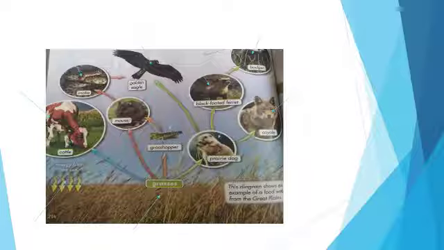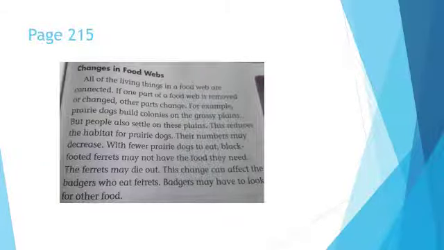Energy can flow from one producer to many consumers. One consumer can be eaten by many other consumers. For example, the prairie dog can be eaten by black-footed ferret and coyote. Changes in food webs. All of the living things in a food web are connected. If one part of a food web is removed or changed, other parts change.